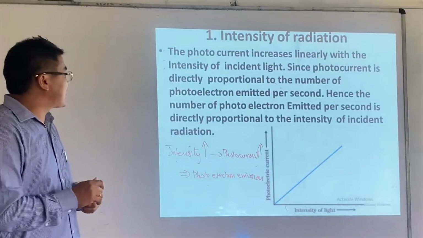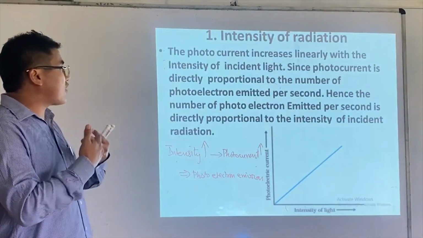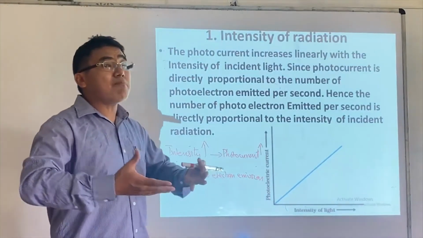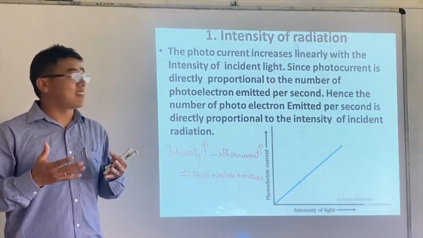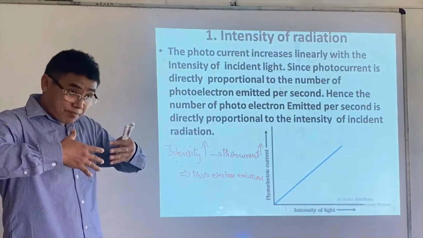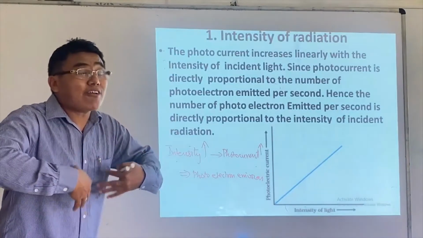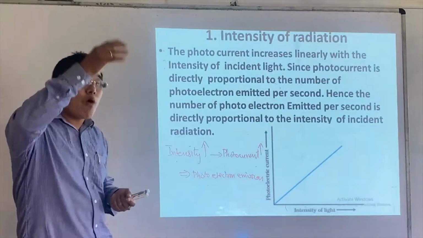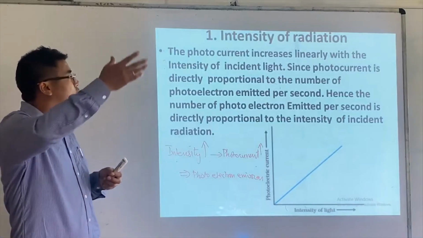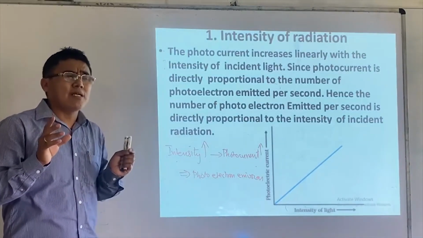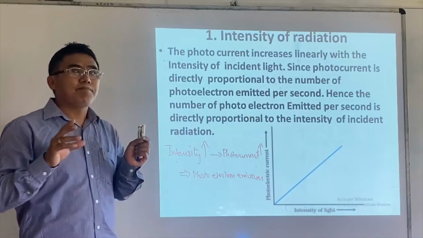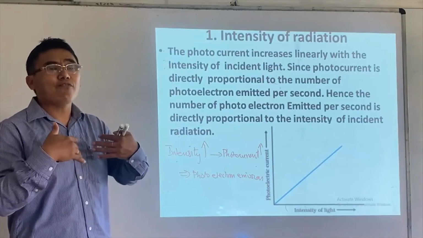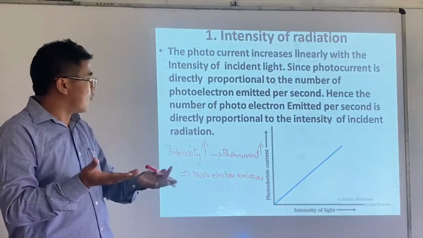So hence we say that the number of photoelectrons emitted per second is directly proportional to the intensity of light. That means intensity determines the number. If I increase the intensity, more electrons are being removed. So more electrons are removed when more intensity of light falls on the metal surface. This suggests that light is like a particle. Light goes on removing electrons. More light falling on it means more electrons are being removed.